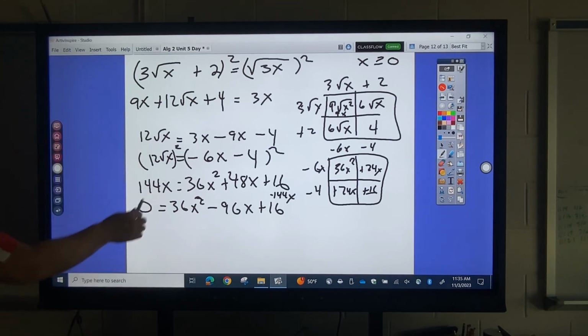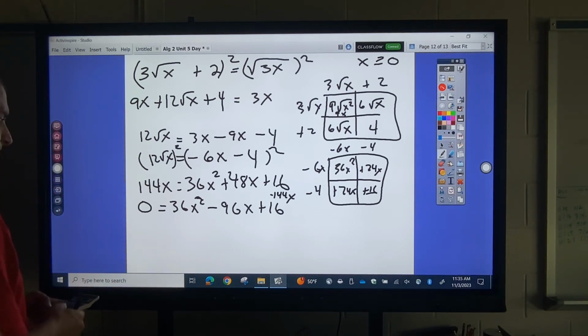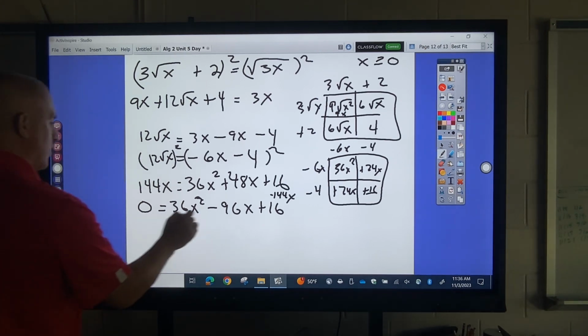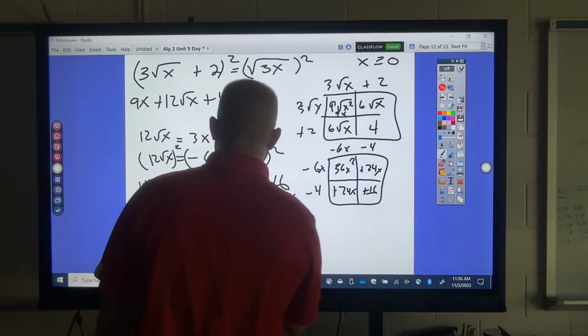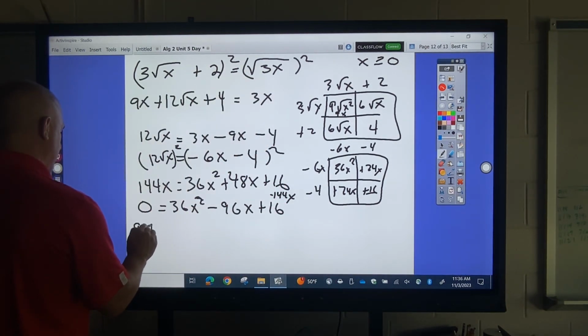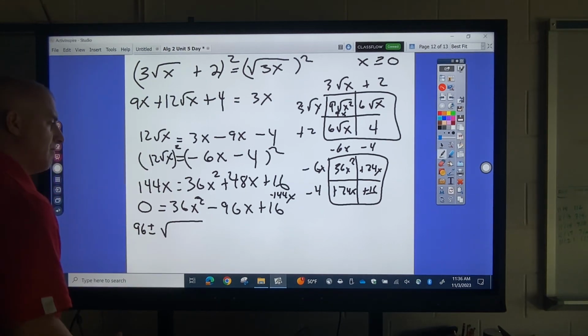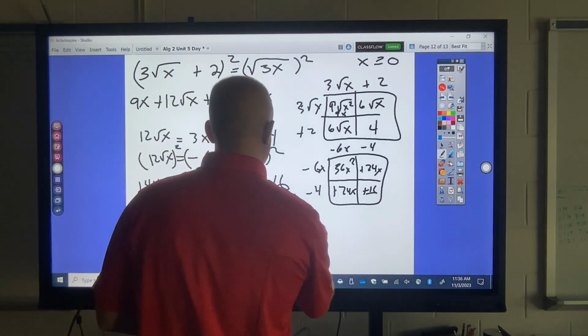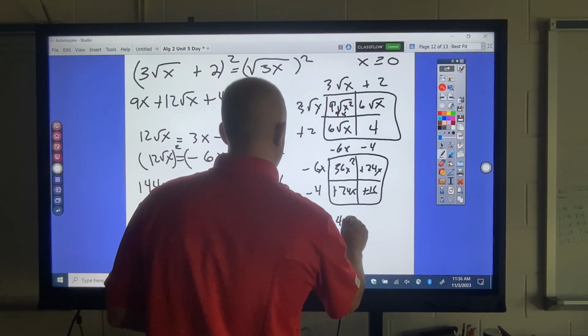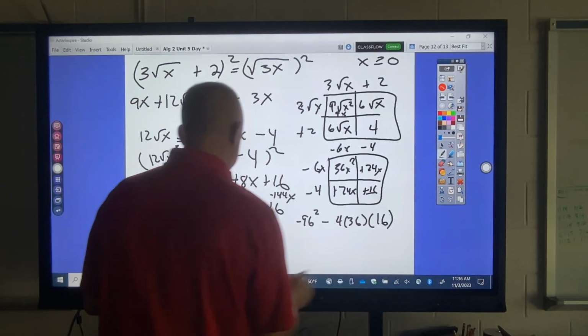Because that's so complicated, I'm just going to go ahead, taking out a 2 would make that 48, let's see if I take out 4, that'd be 9, 4 would be 24. Can I take out 8? No. Okay, so I'm going to go ahead and see if I can do this. I got 96 plus and minus square root of 96 squared, or negative 96 squared minus 4 times 36 times 16.